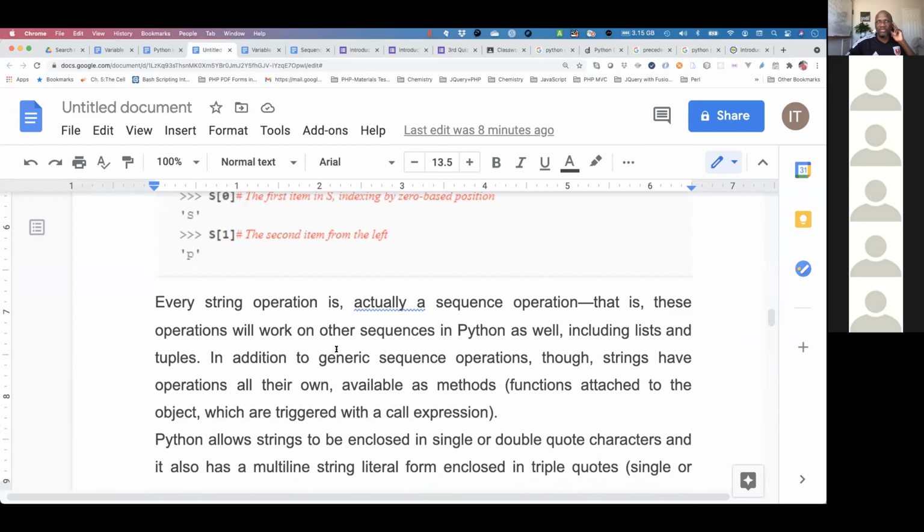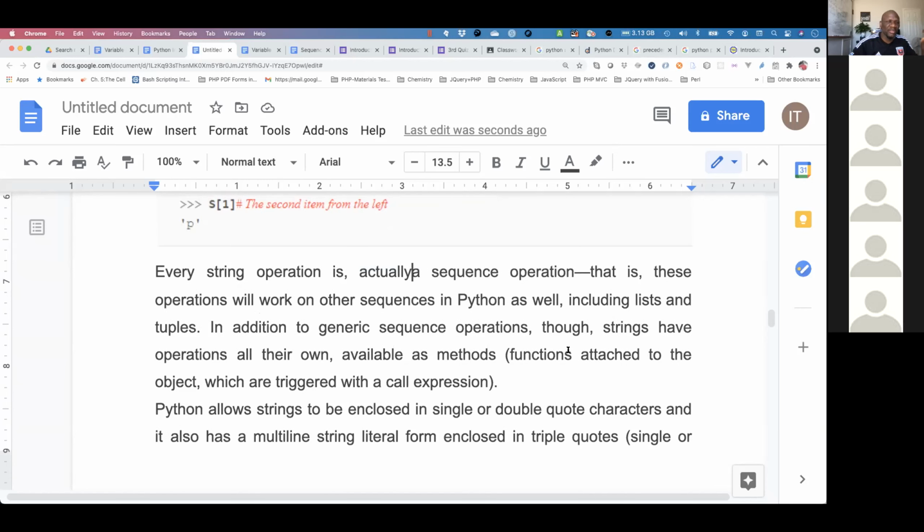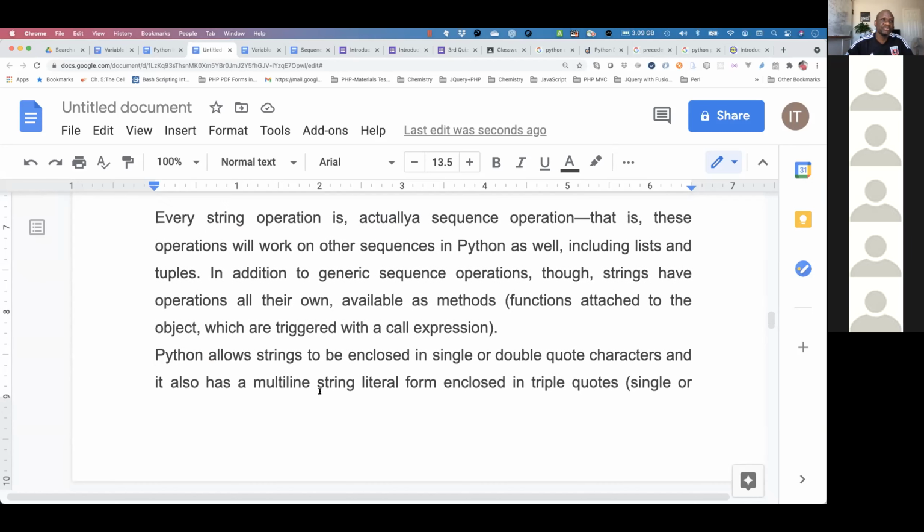Now, every string operation is actually a sequence operation. That is, we operate on other sequences in Python as well, including lists and tuples. In addition to generic sequence operations, though, strings have operations all of their own, available as methods, which are functions attached to objects and triggered with a call expression. So we'll talk about that. And for those who have already read ahead, you've probably already seen some of this in the notes.